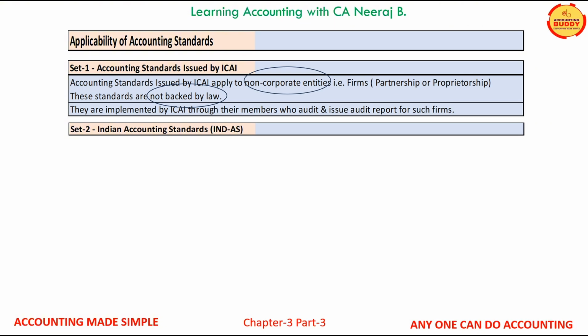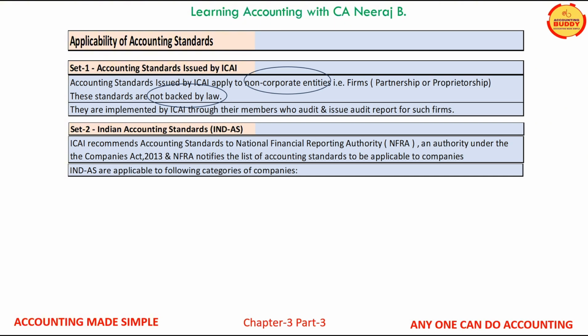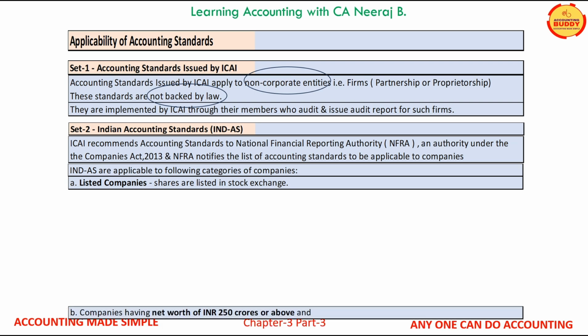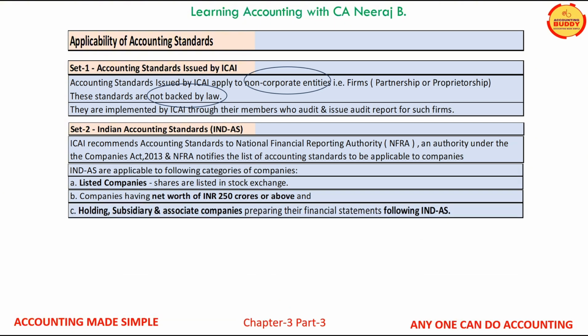Second set of accounting standards is popularly known as Indian Accounting Standards. It is a set of accounting standards which ICAI recommends to the National Financial Reporting Authority. NFRA is an authority under the Companies Act 2013, and NFRA notifies the list of accounting standards to be applicable to the companies. Indian accounting standards are applicable to following category of companies: the companies which are registered in stock exchange, the companies which are having a net worth of INR 250 crores or above, holding, subsidiary and associate companies preparing their financial statements following Indian accounting standard.